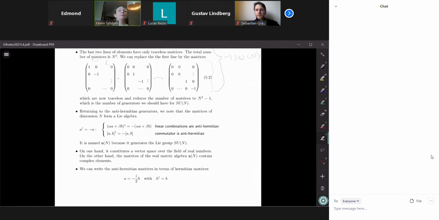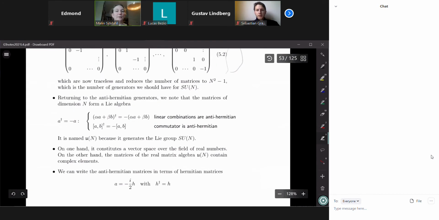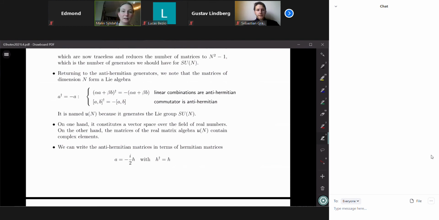And we also want to persuade ourselves that we actually have an algebra here. So let's have a look at the generators. To be an algebra, we must have the property that if we take linear combinations, we stay in the algebra, and if we take the commutator, we stay in the algebra. And it is quite easy to see that this is the case.